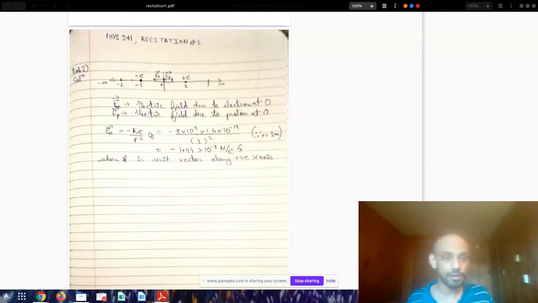So I just plug in the values here. The Coulomb constant k is 9 times 10 to the 9 in SI units, Newton meter squared per Coulomb squared, and that's multiplied by the electron charge, which is 1.6 times 10 to the minus 19, divided by the distance squared. Since the distance is 1 meter, that's 1 squared. So if you do the calculation, that comes out to minus 1.44 times 10 to the minus 9 Newton per Coulomb. That's the electric field due to the electron at the origin. And the negative sign here represents a direction toward the negative x-axis. You also have the electric field due to the proton.